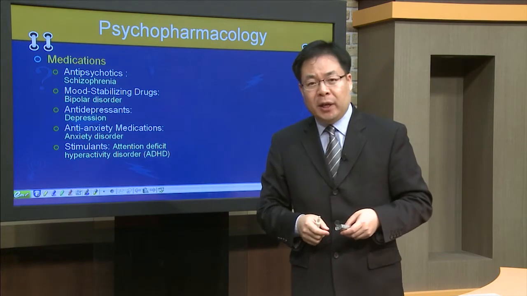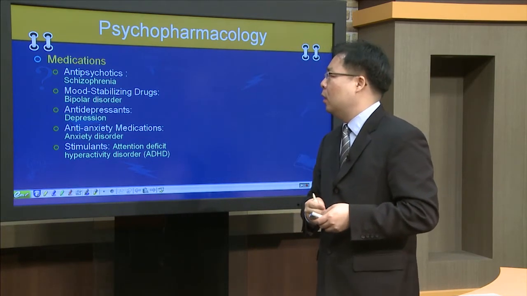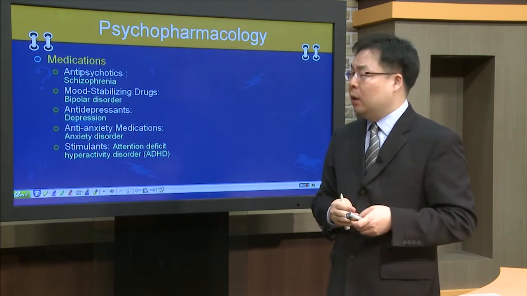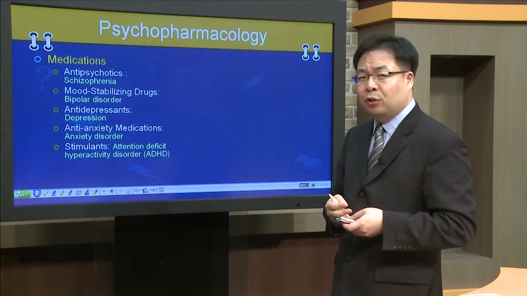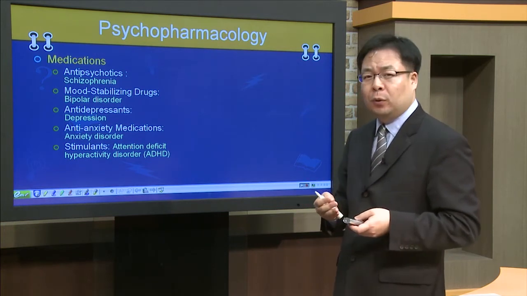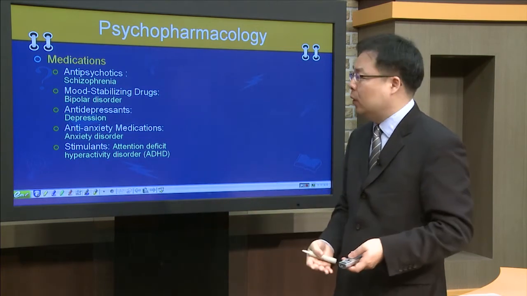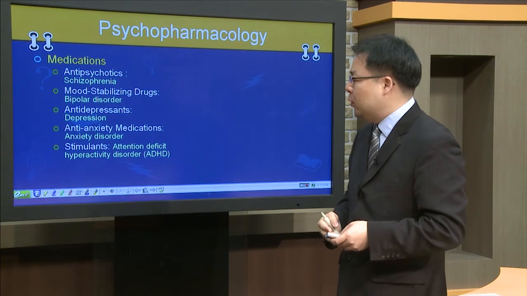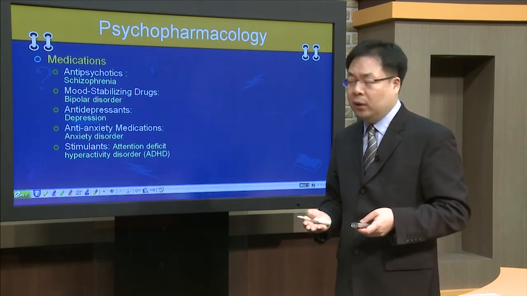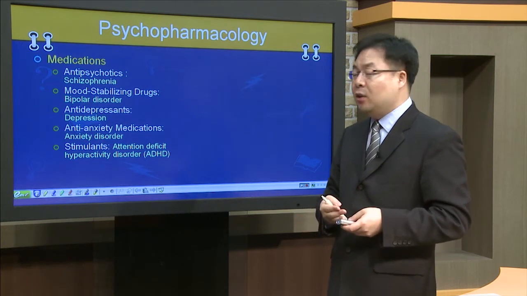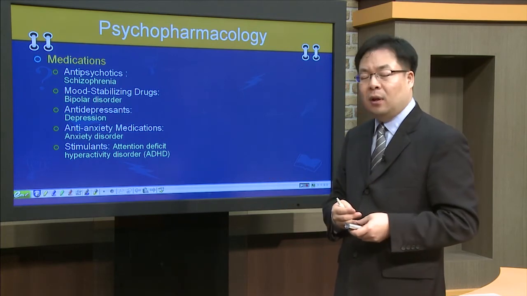Psychopharmacology is about medication. There are many different medications developed like this. Antipsychotics are used for conditions like schizophrenia, and mood stabilizing drugs are used for bipolar disorder. You know, one day is very excited and the next day is very depressed. It's called bipolar. For depression, they are taking some antidepressant. For anxiety disorder, anti-anxiety medication. And stimulants are used for attention deficit hyperactivity disorder.